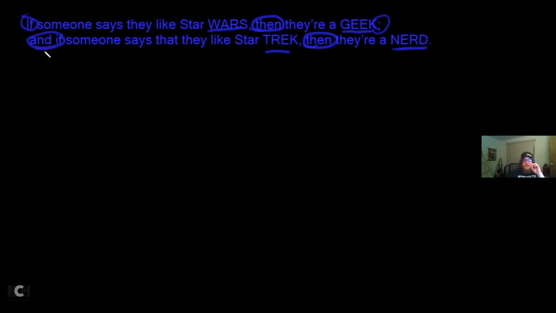It says first thing is if. That means, hey, there's an arrow. If what? Whatever follows if goes on the left side of the arrow. If someone says they like Star Wars, and we see the word then, that means, hey, someone says they like Star Wars. That's on the left side of the arrow. Then they're a what? They're a geek.